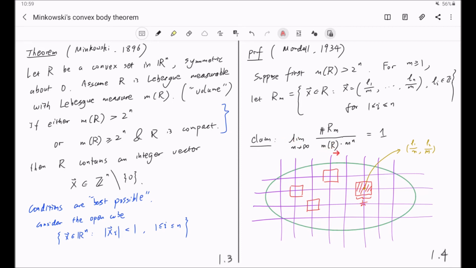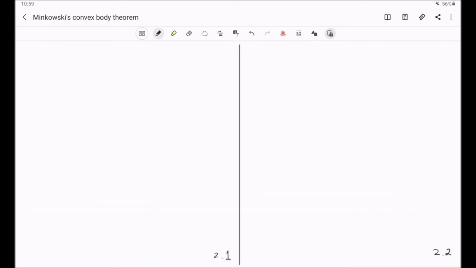So this claim tells you that for large m, the cardinality of R sub m will be greater than (2m) raised to power n, or just 2 raised to power n times m raised to power n.